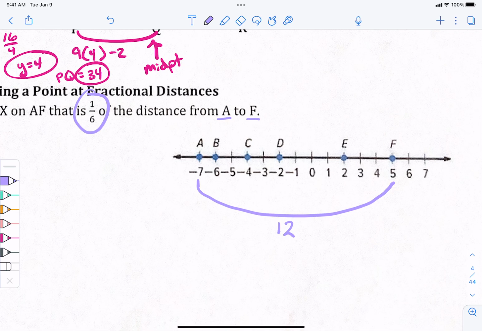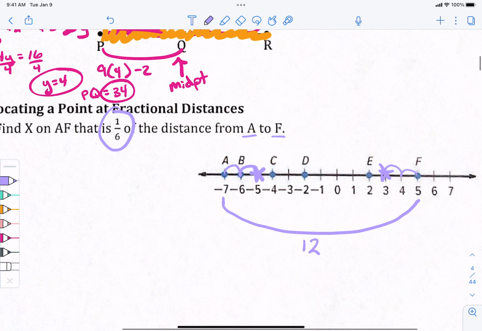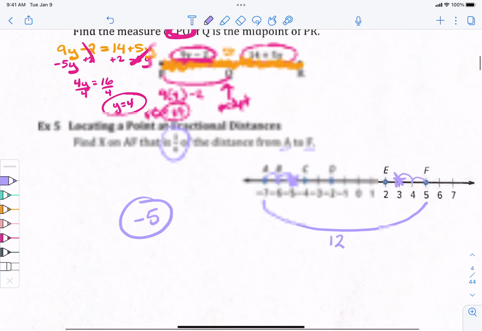Now I want to go 2 units. So do I go 2 units here and put it at negative 5, or do I go 2 units here and put it at 3? Which way do I go 2 units? It says 1/6 of the distance from A to F. So do I want to be over here or over here? You want to be at negative 5. I'm going just 1/6 of the distance. I'm not going very far. So I want to be at negative 5. That's where it's going to be, right? Does that make sense? So x is going to be at negative 5.